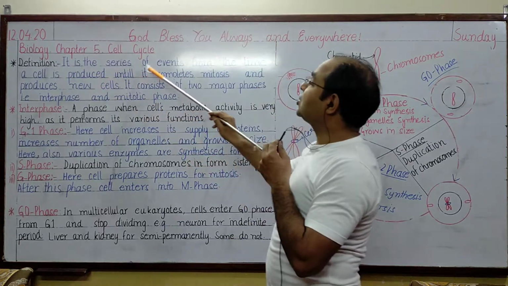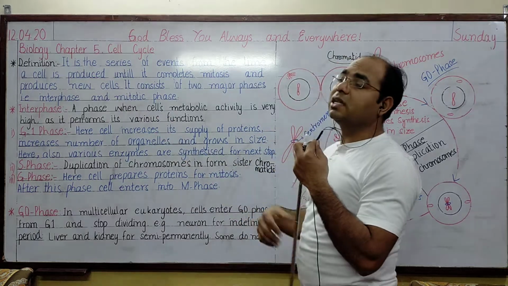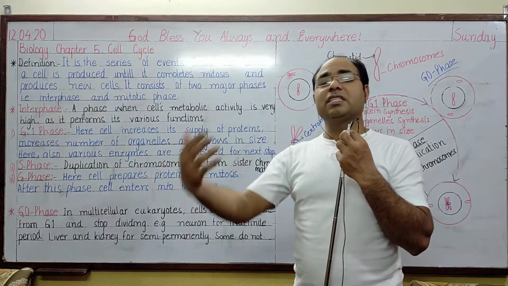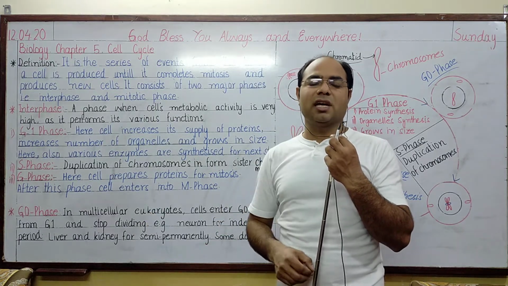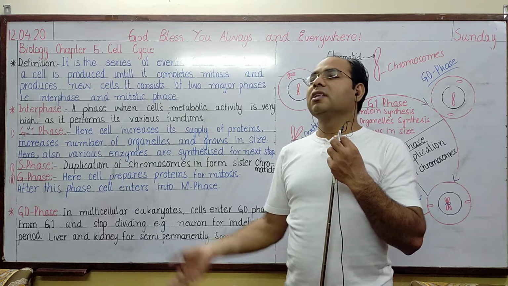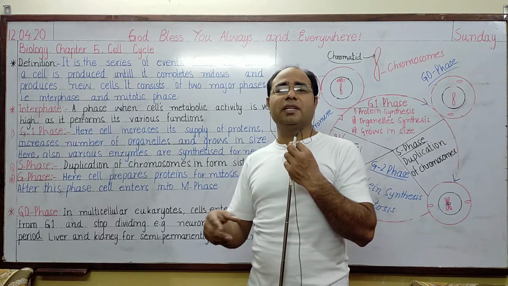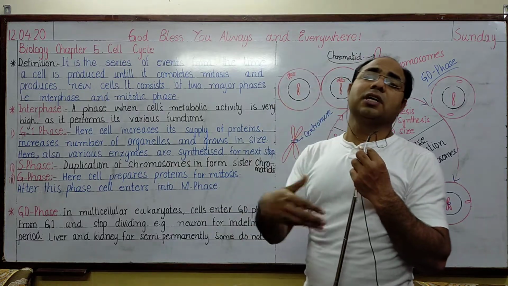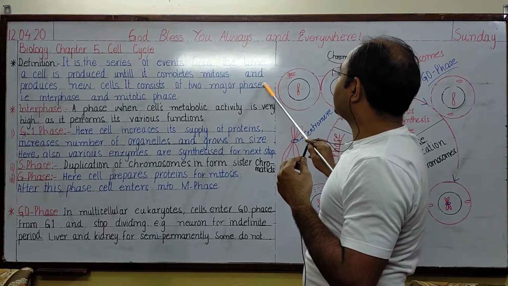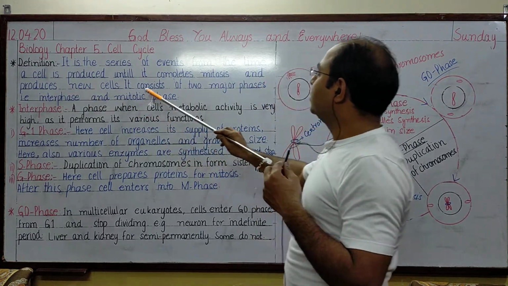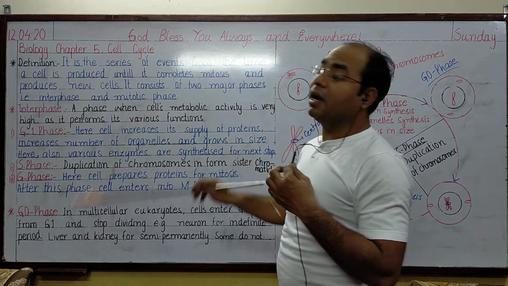The definition is that it is the series of events from the time a cell is produced. Okay, if it's sexual reproduction, that means father and mother combine, forming one cell in the form of a zygote. Then this cell has to go through a series of events and produce its copies, until it completes its mitosis and produces new cells. It consists of two major phases, that is interphase and mitotic phase.